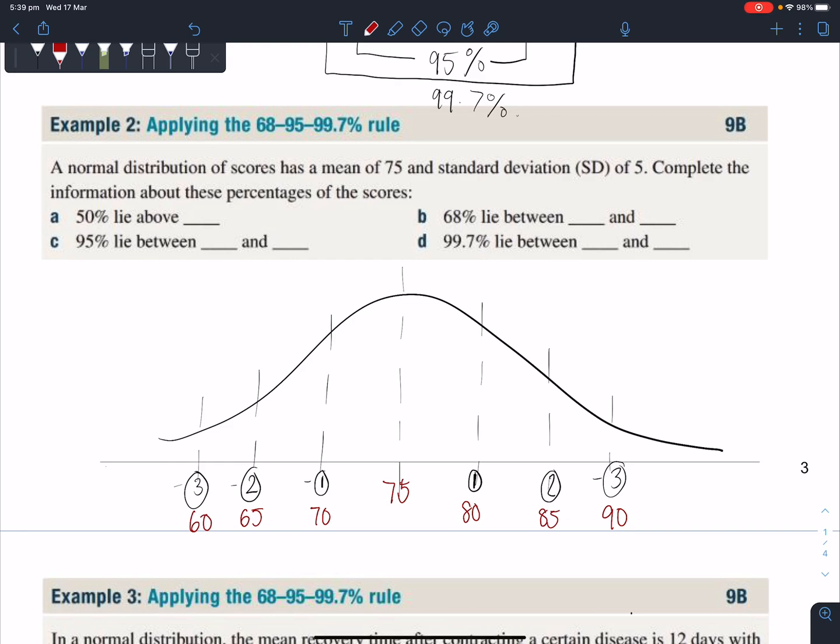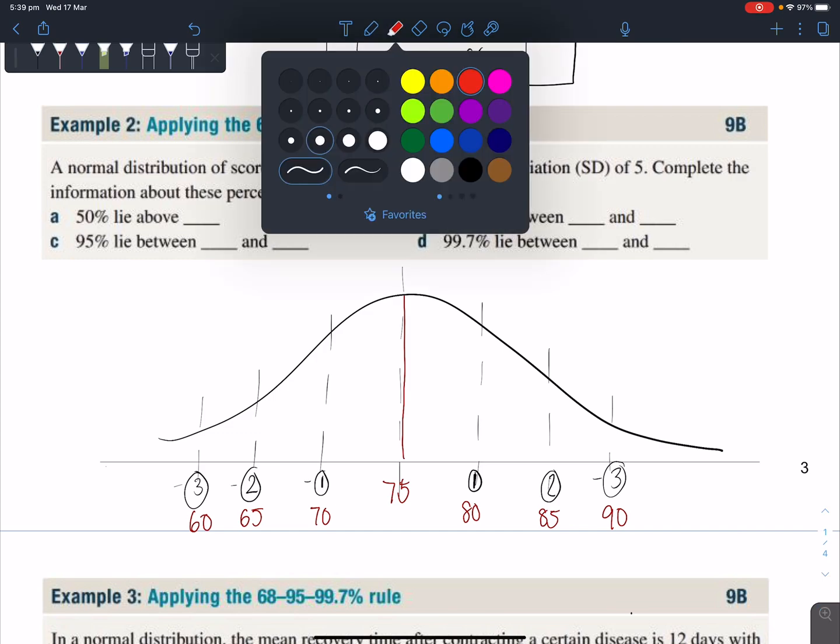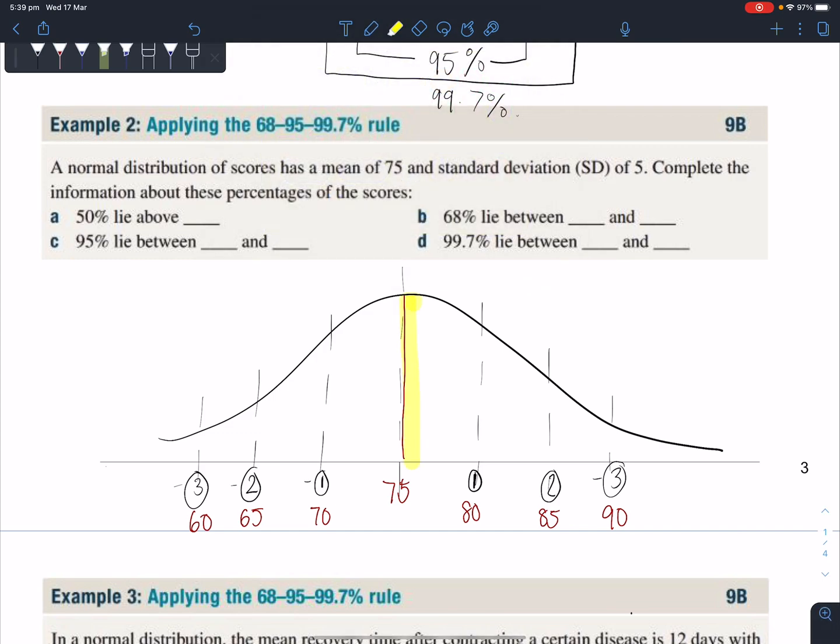Okay, 50% of scores lie above 75. Okay, so we know that 50% of scores are over on this side. Let's see if I can colour that. Okay, that's 50% of my data should come up in that section there. Okay, so that lies above 75.